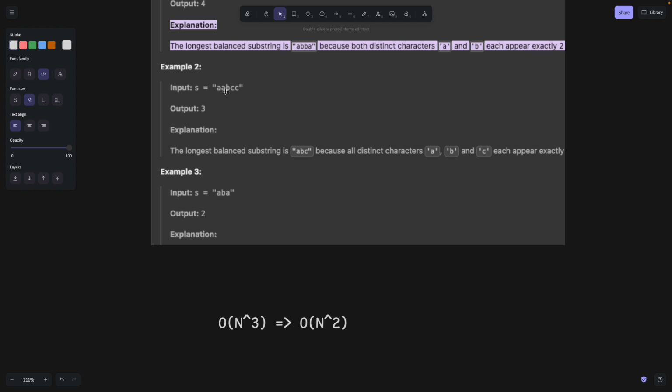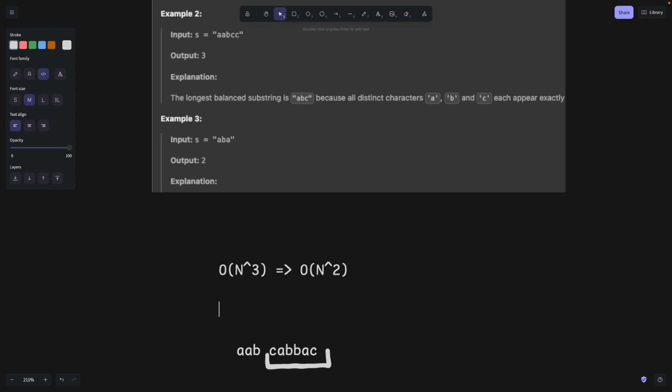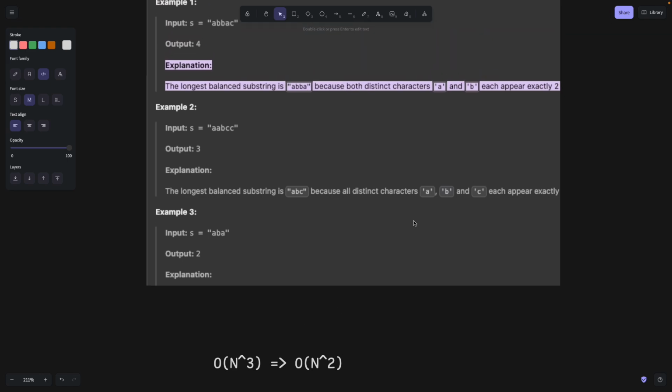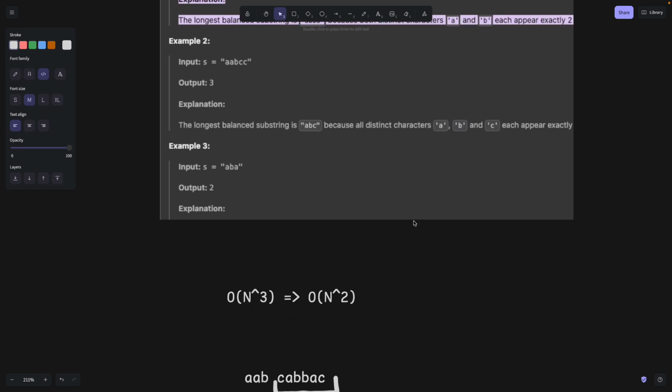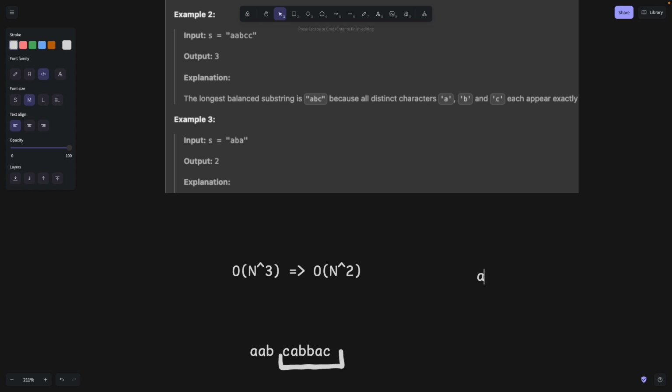So if we store the count of each character and look at each index, if that count has already been seen at a previous index, that should give us an order of n square solution. So for example, let's zoom in on the order of n square solution. Let's suppose we have the example A, B, B, A, C.